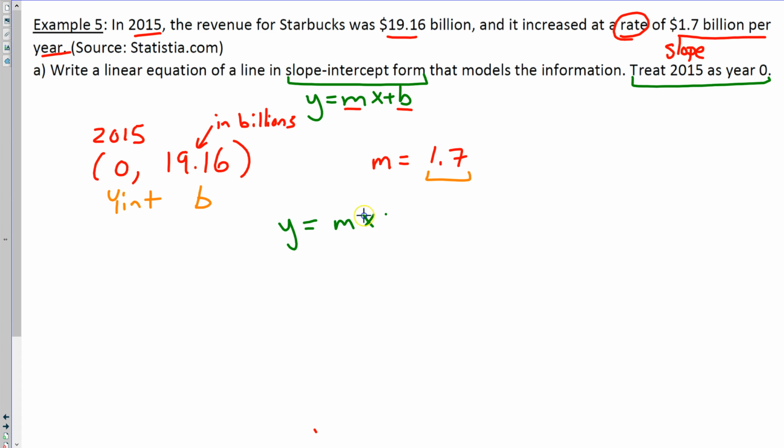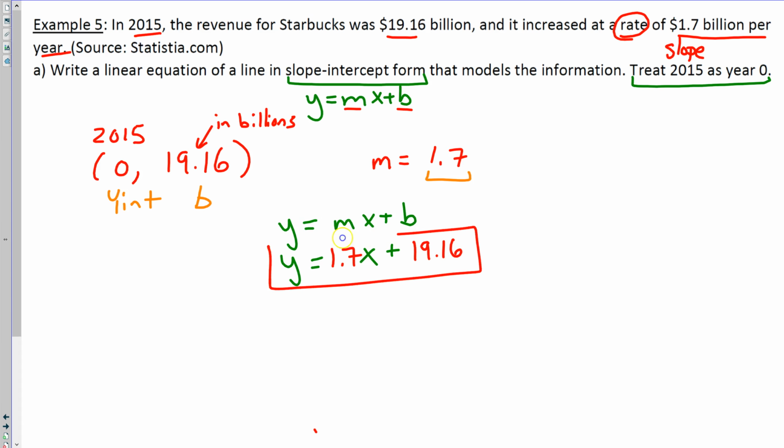We're just going to take mx plus b, our slope-intercept form, and replace m with our slope number, which was 1.7, and b, which was the y-intercept number of 19.16. And that's your equation. One thing that we may want to include kind of as a footnote at the end here is that y is dollars in billions. And that's helpful just because we did essentially what we call scaling. I scaled that variable y in terms of billions of dollars.